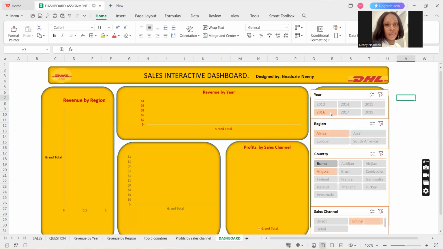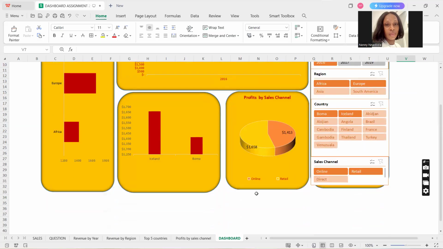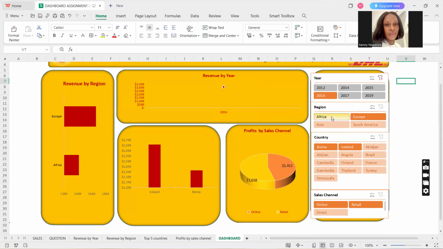If you want to know what happened in 2016, let's check what happened in 2016 in Africa and Europe. Look at it here. Look at the profit that was made. Look at the two sales channels that were used. All this happened in 2016. Look at the two countries, Iceland and Burma. They are the two countries that made profit in 2016, and they are from these regions, Europe and Africa.